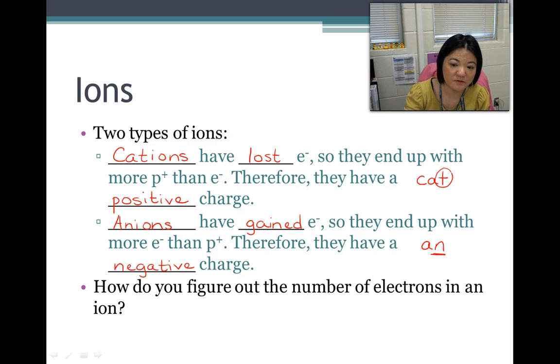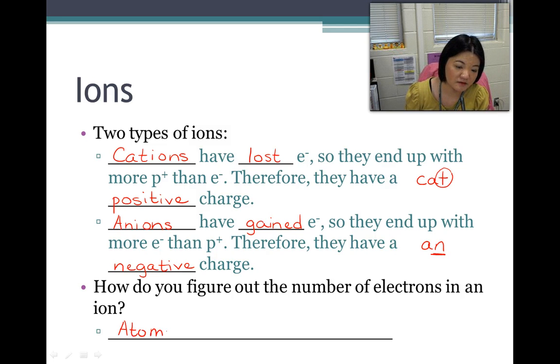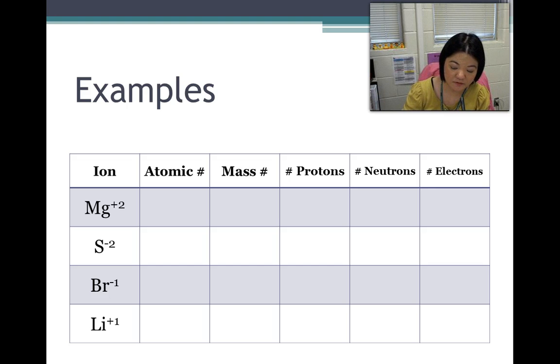Now, how do you figure out the number of electrons in an ion? You take the atomic number and subtract the charge, and that will equal the number of electrons. So let's look at the examples here. I'm going to look at the big periodic table that is in our class. You need to go and get your periodic table.